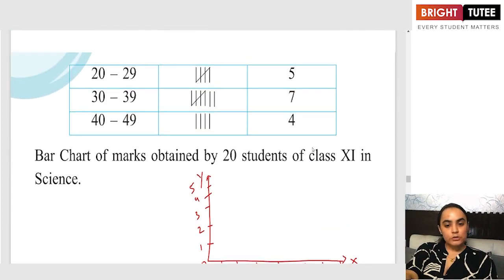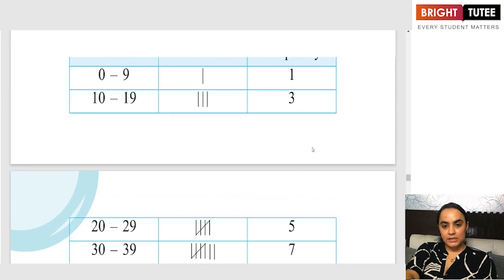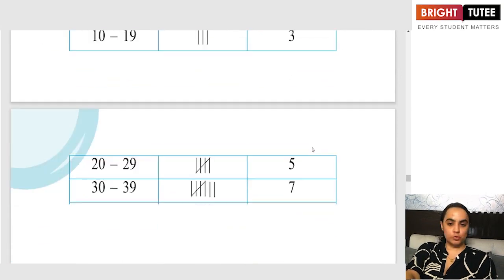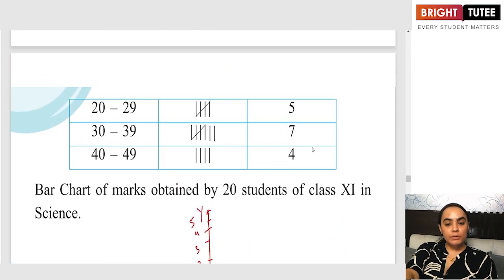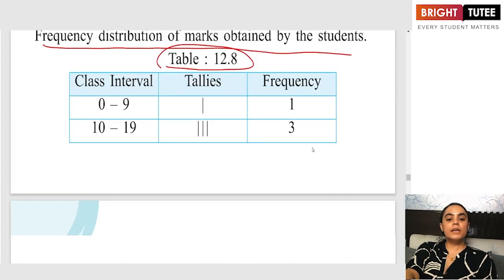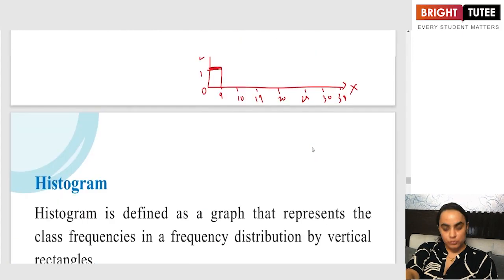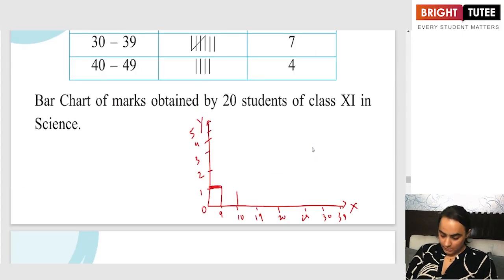So how many students have scored between 0 to 9? Only one child has scored between 0 to 9. So I will raise my first rectangle, the 0 to 9 rectangle, till 1. How many students have scored between 10 to 19? 3 students have scored between 10 to 19. I will raise my rectangle till 3. So this is how you are going to graphically present your data.